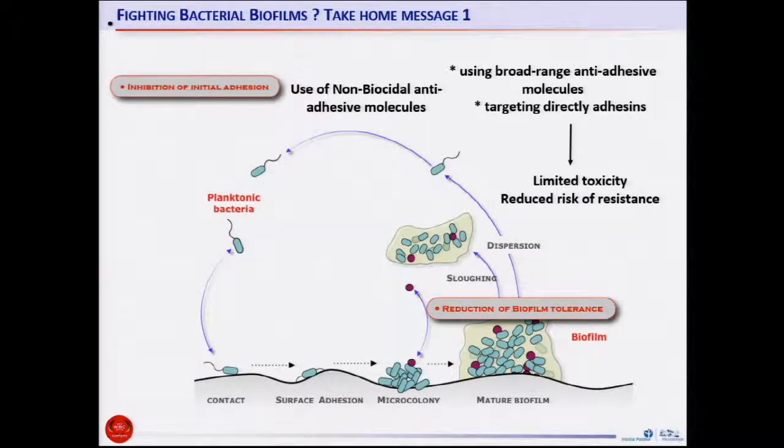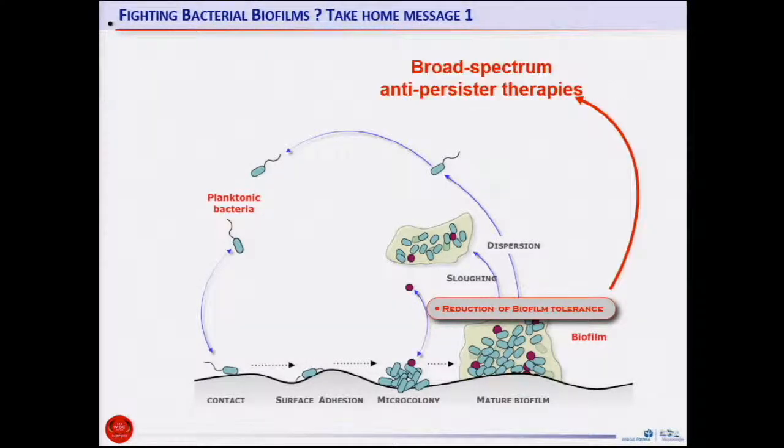So the other strategy I just want to point out is the reduction of biofilm tolerance. I will not give you all this information because I could speak for hours about that. But in these last years, a lot of strategies have been developed to kill what I described just before, the persister cells, these dormant cells. And there are multiple strategies that have been used, and if you're interested, we can talk later about that.